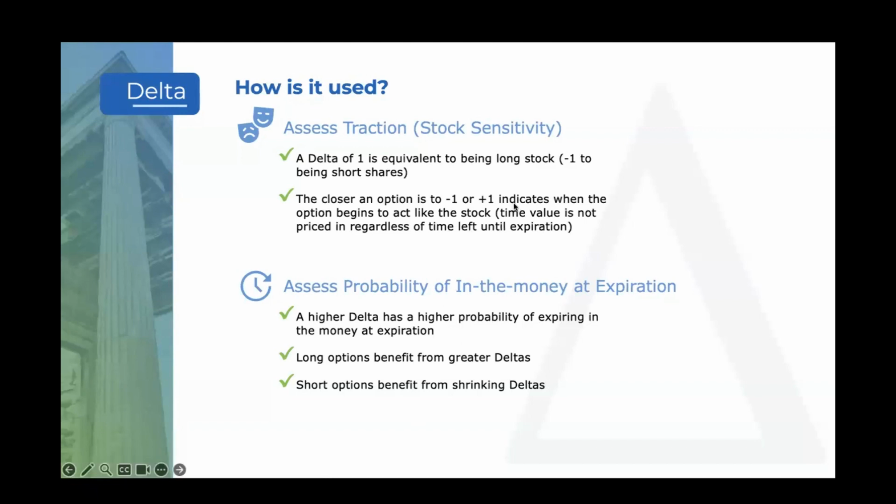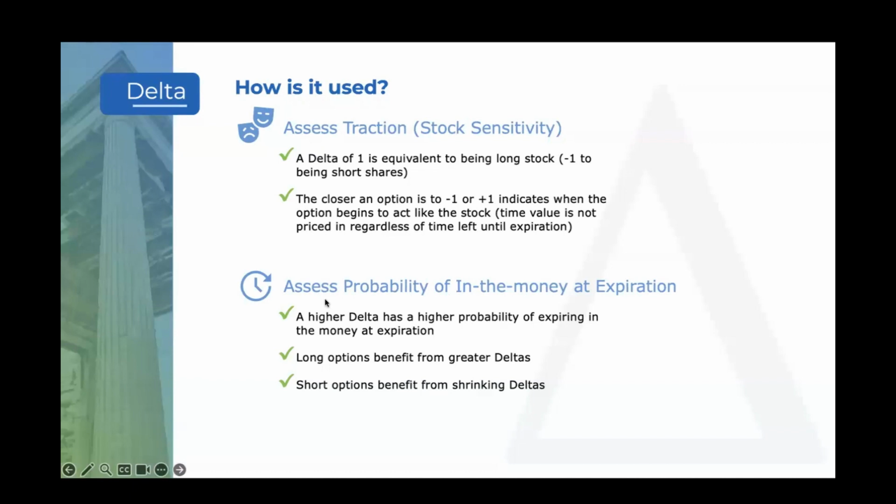And I've said it a couple times, but I'll say it once more. +1 or -1 means it's acting like the stock now. Those are those very deep in the money options. And it starts losing its time value regardless of time left until expiration, and also its liquidity.